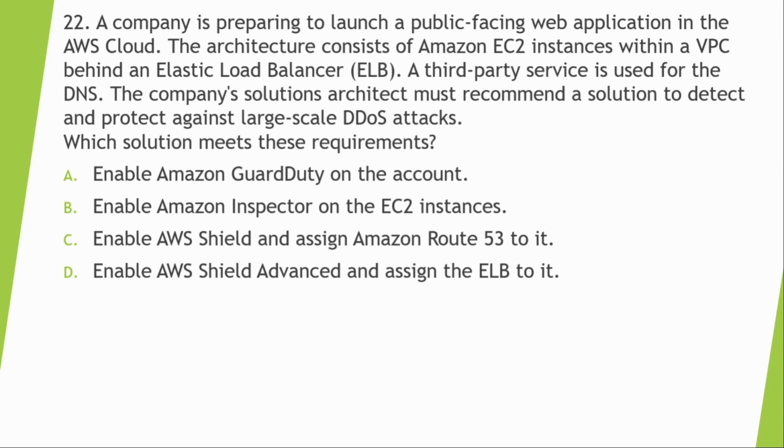Coming to point C, it says assign it to Route 53. Now Route 53, as I told you in the pointer, they are using a third party service. They are not using Amazon's Route 53. So the correct answer to this is enable AWS Shield Advanced and assign the ELB to it.